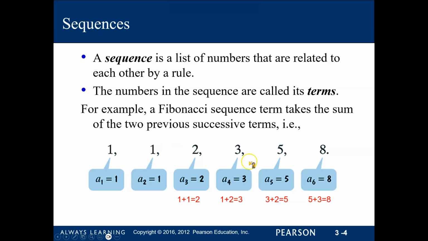So this is a sequence. How do we know it's a sequence? It's not just a list of numbers. You will see that there is a pattern, there is a rule. And what was that rule? We add the two previous terms to get the next one.